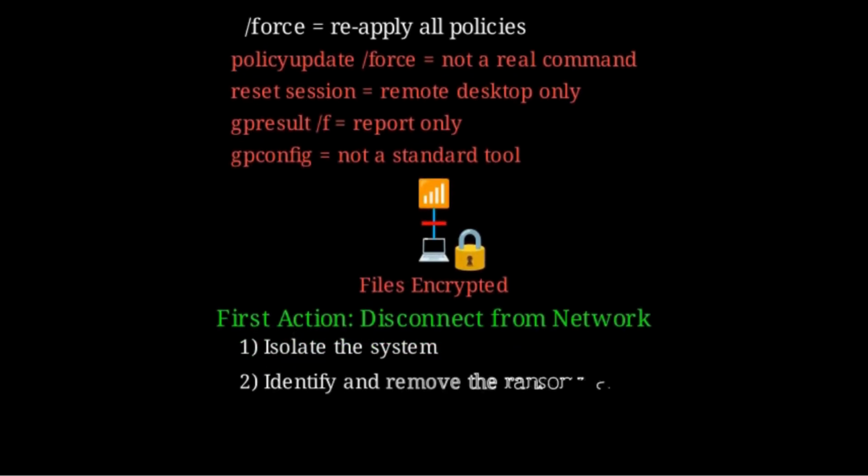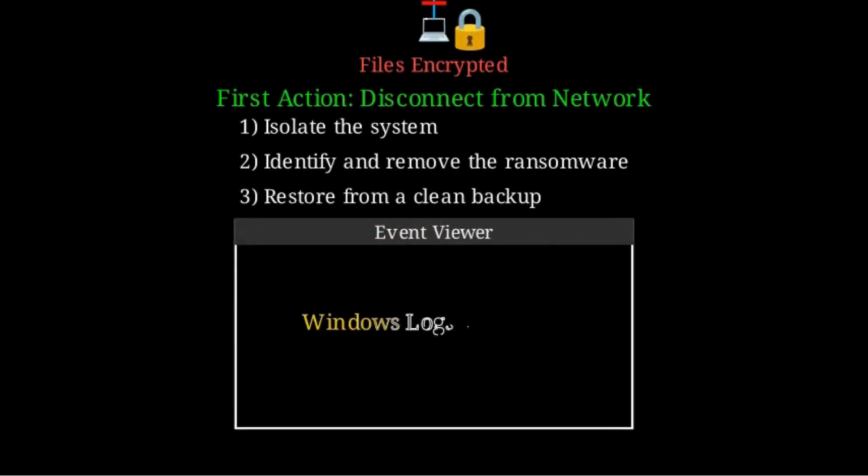Other steps come later. Identify the ransomware strain, remove it, and restore files from a clean backup. But isolation always comes first. Finally, if your manager asks for details on a computer crash, the best tool is Event Viewer. Look under Windows Logs, then System.